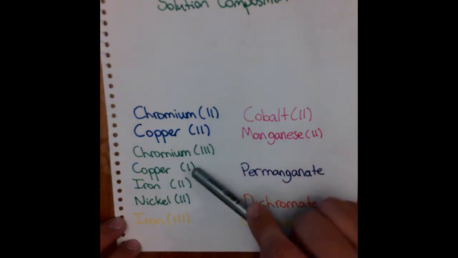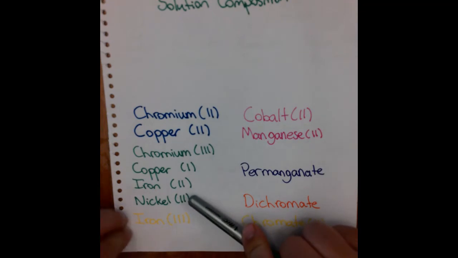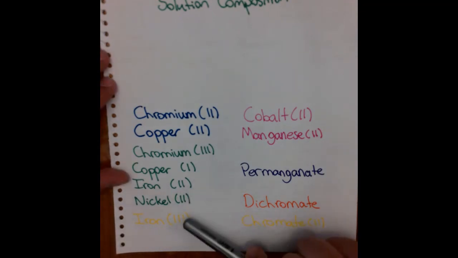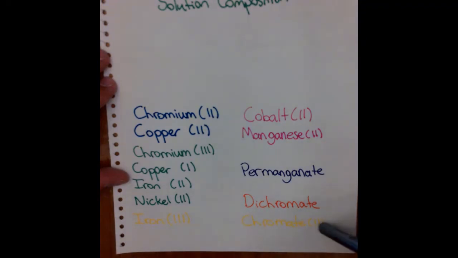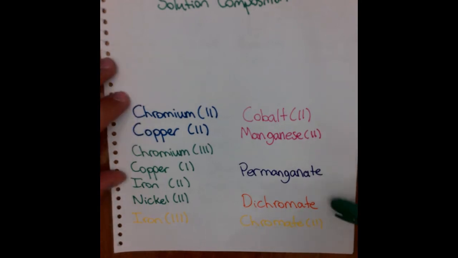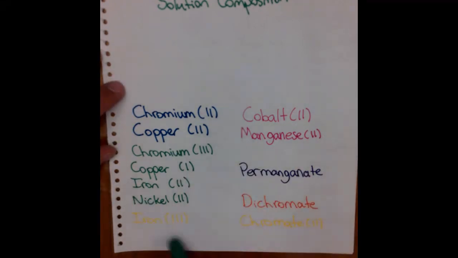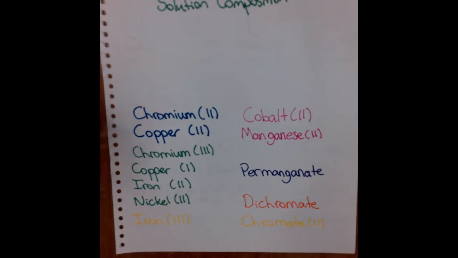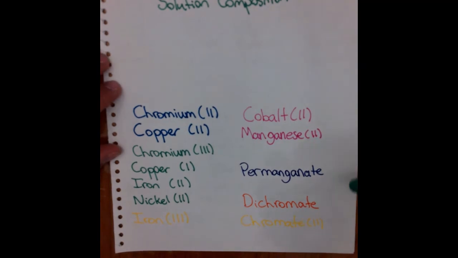Chromium 3, copper 1, iron 2, and nickel 2 are all going to have a green color. Iron 3 is going to be yellow along with chromate. Cobalt 2 and manganese are both going to have a pinkish color. Permanganate and dichromate are going to have a purple and an orange color respectively. So although these aren't going to tell us exactly what's in a solution, it might guide us so that we're able to determine a little bit more specifically what could be in there, or allow us to do different tests in order to specify exactly what's in there.